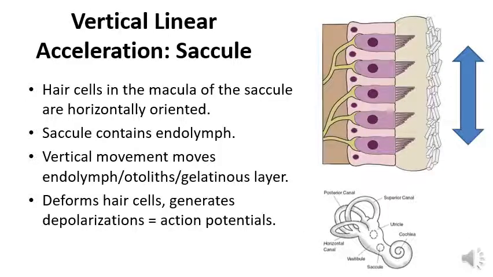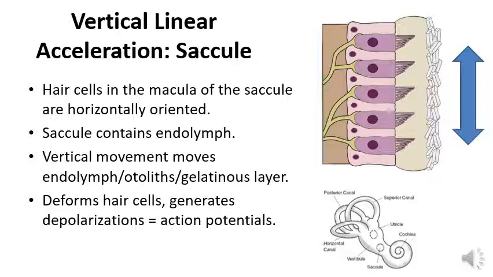The saccule's job is to monitor vertical linear acceleration. As a consequence, you would expect that probably these hair cells would have a different orientation. And I see, yes, they are horizontally oriented. In the utricle, they were vertically oriented. Now they're horizontally oriented. The whole point, if we're going to assess vertical acceleration, I get up, I sit down, I go up an elevator, I go down an elevator. That's going to be monitored by shifts in those otoliths.